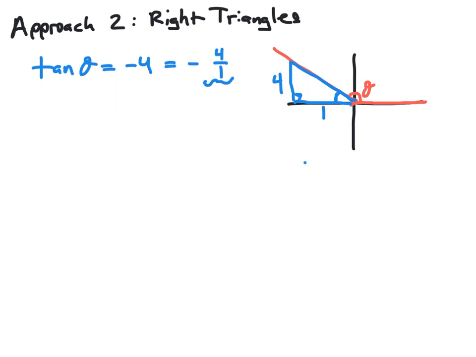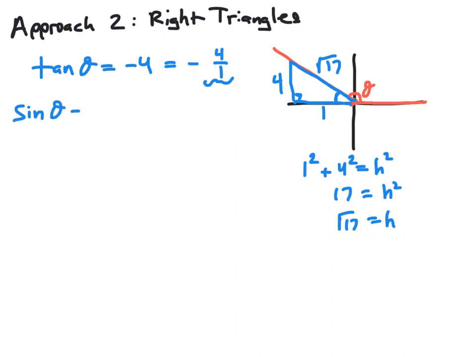Once we know this, we can find the third side by using the Pythagorean Theorem. So 1 squared plus 4 squared equals h squared. And that will be 17 equals h squared. And therefore, h will be the square root of 17. So now we have all three sides of our triangle, and we can use this triangle to write down all of our trig values.